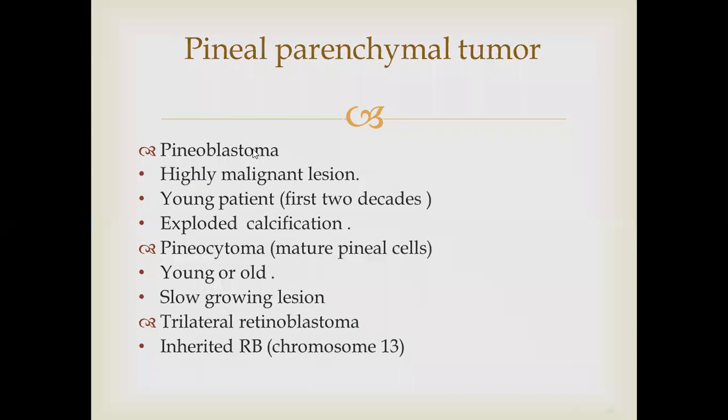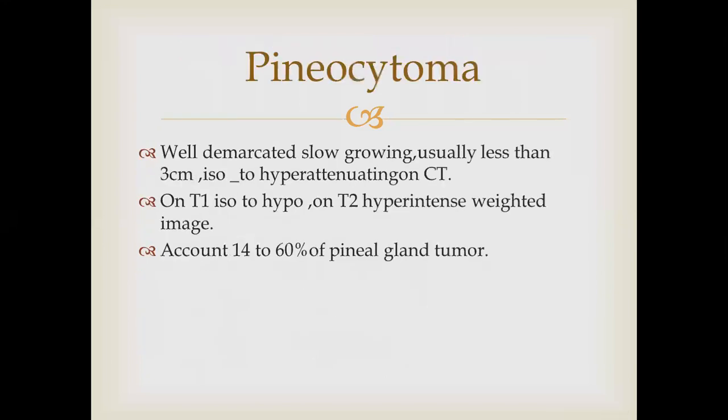Pineal parenchymal tumors include pineoblastoma, pineocytoma, and trilateral retinoblastoma. Pineoblastoma is a highly malignant lesion with exploded calcification, affecting young patients in the first 2 decades. Pineocytoma is relatively benign, affecting young or old patients, and is a slow growing lesion. Pineocytoma is well demarcated, slow growing, usually less than 3 cm, iso to hyper attenuating on CT, iso to hypo on T1, hyperintense on T2, accounting for 14 to 16% of pineal gland tumors.